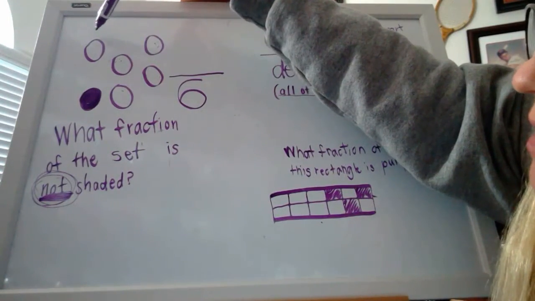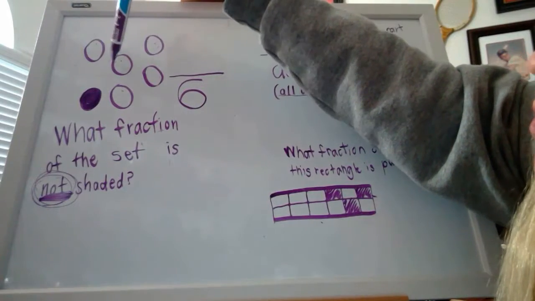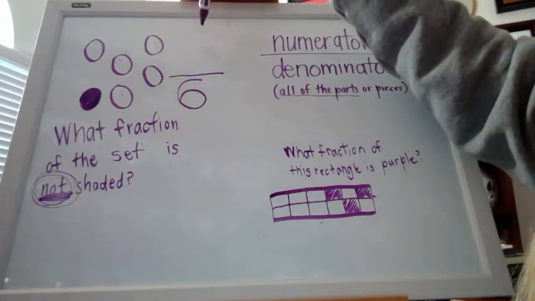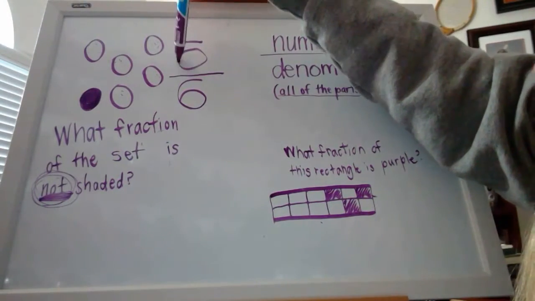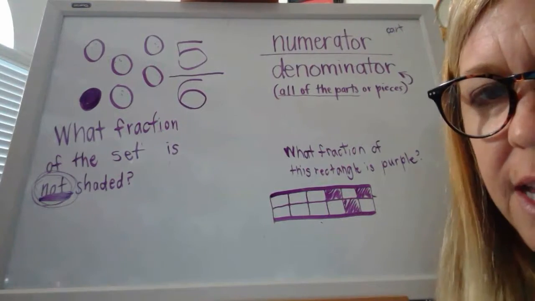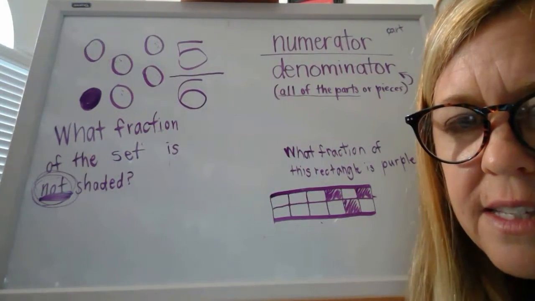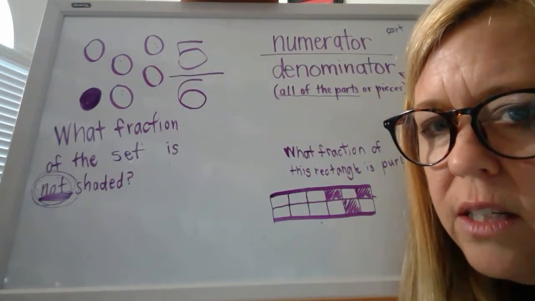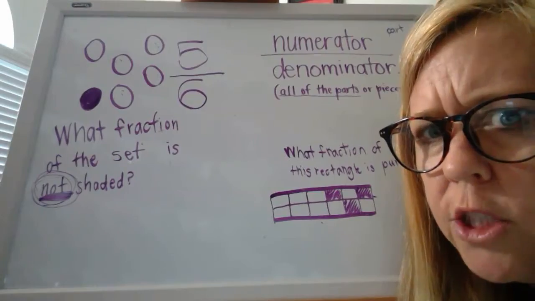So let's count how many there are. 1, 2, 3, 4, 5. There are 5 circles that are not shaded. So our fraction is 5/6. There are 6 circles in all, and 5 of them were not shaded.